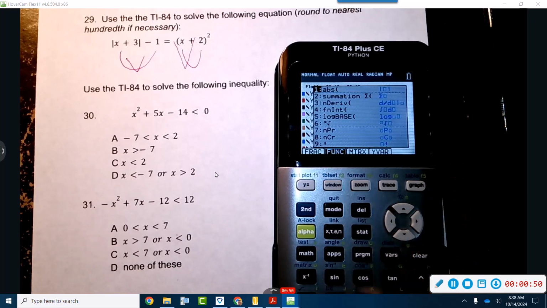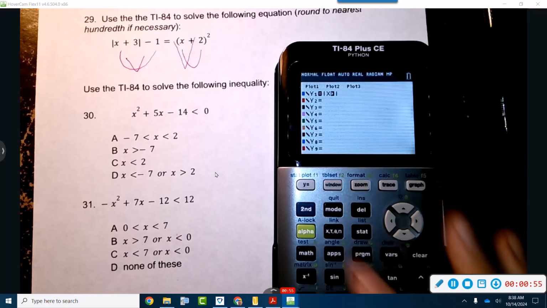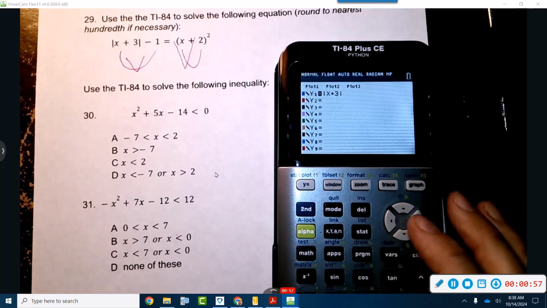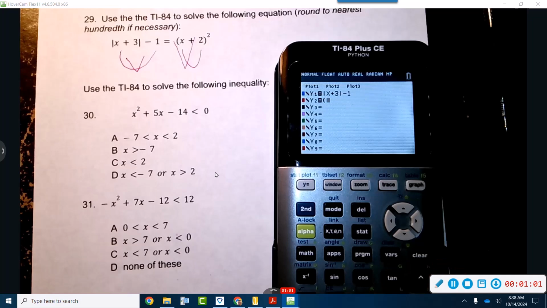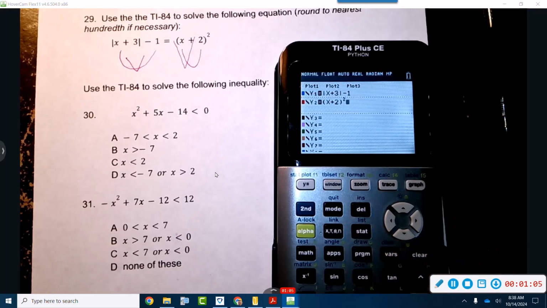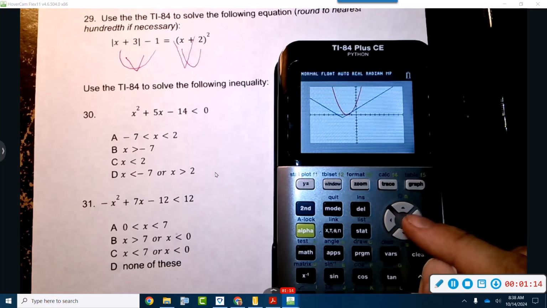Alpha f2 or alpha window. And that gives us the absolute value. And I'm going to get x plus 3, push over, minus 1, push down. Then I get x plus 2 squared. Okay, we're going to do a zoom standard. Okay, there's the V. So we're going to actually have to zoom in here.